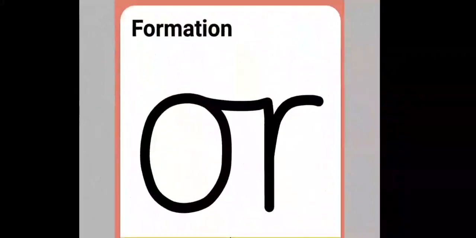How do we write this letter sound? How do we form this letter sound? Remember, this letter sound, we have two letters here. Whenever we have two letters, they are known as a digraph. Two letters that make a sound are known as a digraph.